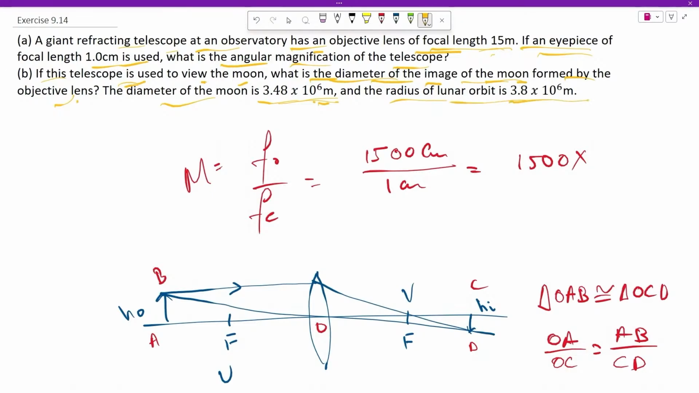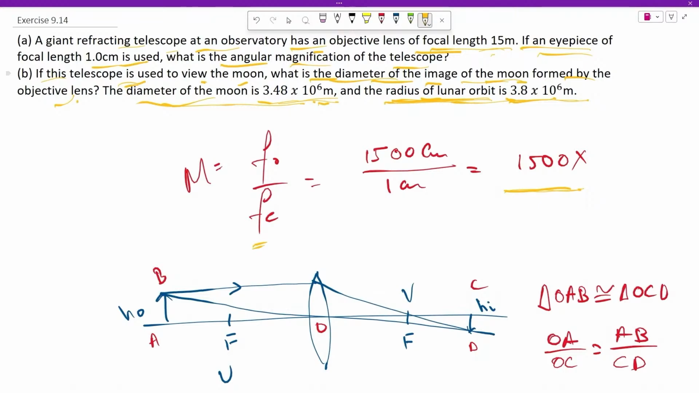So the first question is saying that we simply have to find out the magnification of this telescope. So we know the formula for magnification. It is given by the focal length of the objective by the focal length of the eyepiece. So after substituting the values, we will get a value of 1500x. Now the second question is asking what would be the diameter of the image of the moon, given the diameter of the actual moon and the distance of the moon from the earth, that is the lunar orbit, in which the moon rotates around the earth, that is 3.8 into 10 to the power 6 meter.